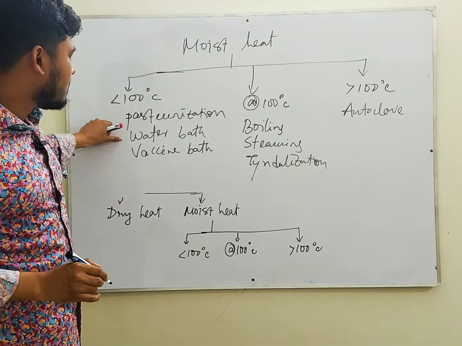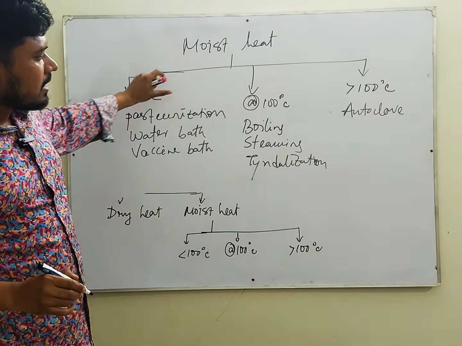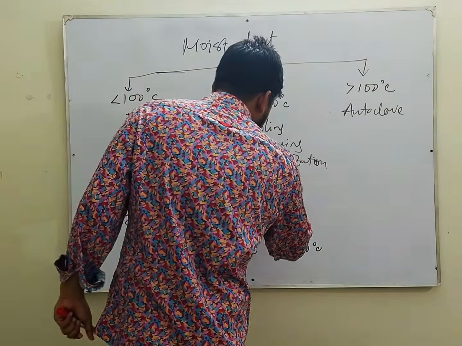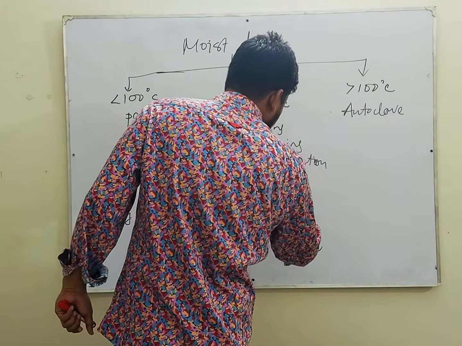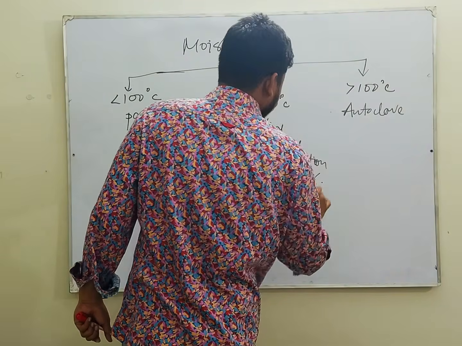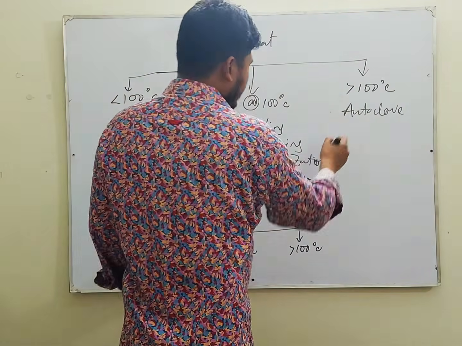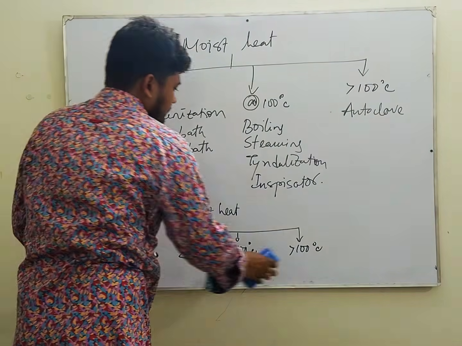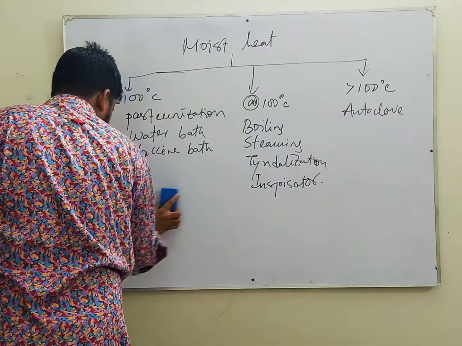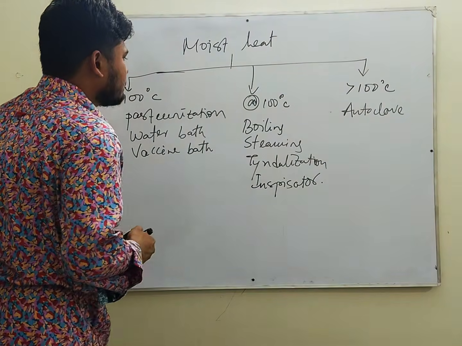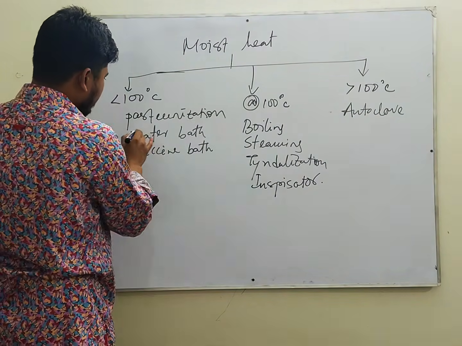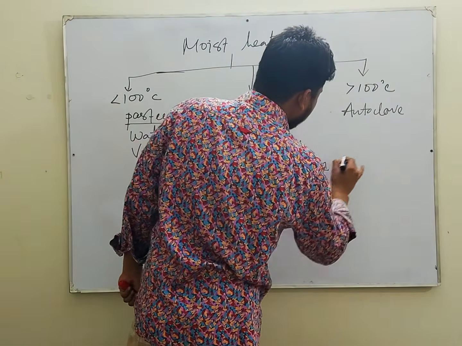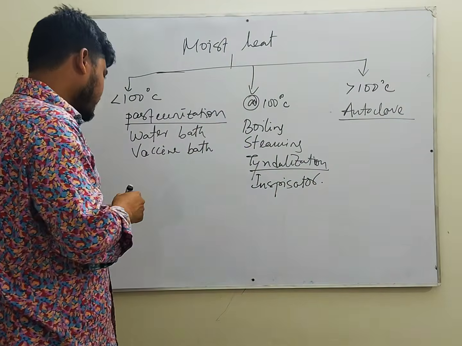So moist heat three types: less than 100 degree centigrade temperature. Examples are pasteurization, water bath, vaccine bath. At 100 degree centigrade temperature, boiling, steaming, Tindalization and inspissator. And above 100 degree centigrade temperature, it is autoclave. From here, we will discuss pasteurization, Tindalization and autoclave in details.